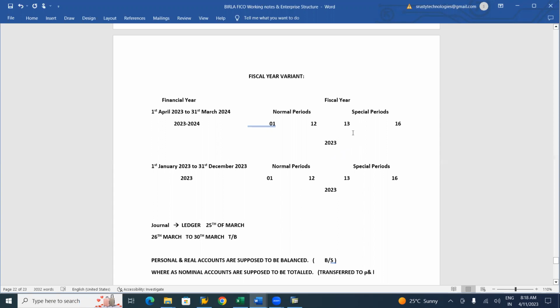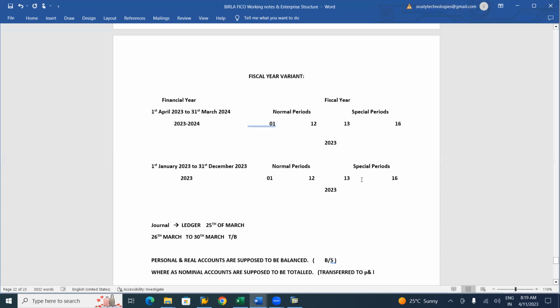But for the fiscal year, those extra 4 months will also be taken as fiscal year 2023 only, even though the year changes. So whenever you are checking last year's books of accounts and you find a period as 13, 14, 15 or 16, then by checking the entry you need to understand that these are adjustment entries, not your regular entries. Okay, got it. Next one.